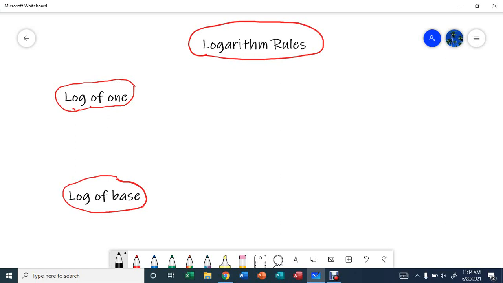In another video, today we will cover the most common rules of logarithms, so stay tuned.